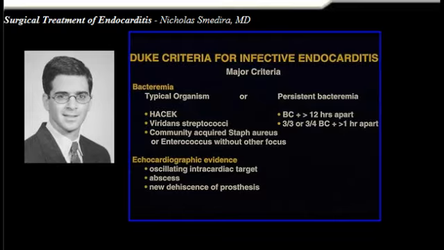The typical or major criteria as part of the Duke reformulation of the basic criteria is a bacteremia or persistent bacteremia with positive blood cultures drawn at least 12 hours apart, or 3 out of 3 or 3 out of 4 blood cultures greater than 1 hour apart. With the typical strep viridans, a community-acquired Staph aureus, the somewhat atypical HACEK group of organisms, and then to really cinch it down is the echocardiographic evidence of either a vegetation, an abscess, or now you have a change in your prosthesis.